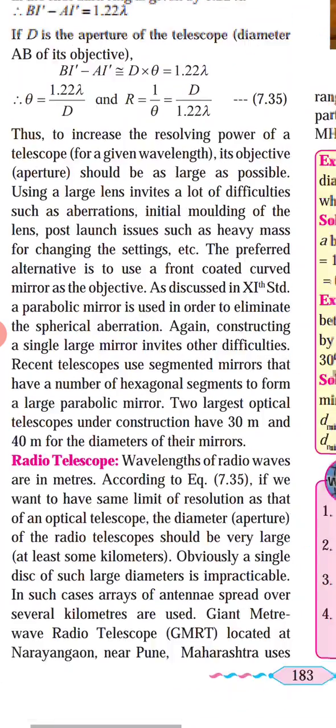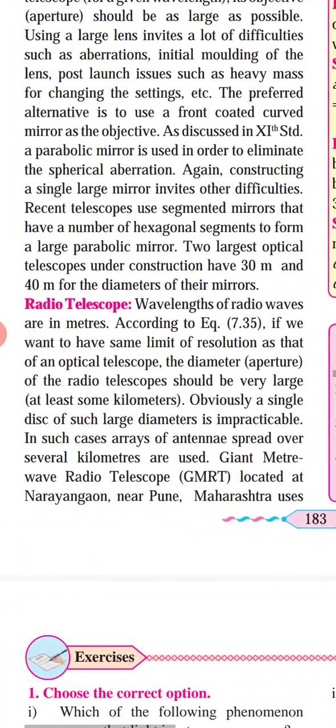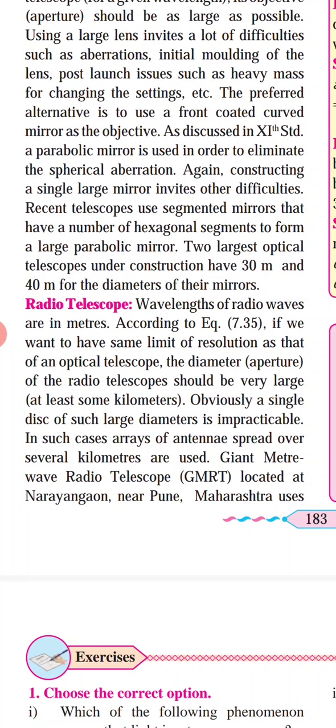And radio telescopes, you can see here these are radio telescopes. Wavelengths of radio waves are meters, according to equation 7.35. If we want to have the same limit of resolution as that of an optical telescope, the diameter, that is the aperture of a radio telescope, should be large, at least some kilometers. Obviously a single disc of such large diameter is impractical. In such cases, an array of antennas spread over several kilometers is used.